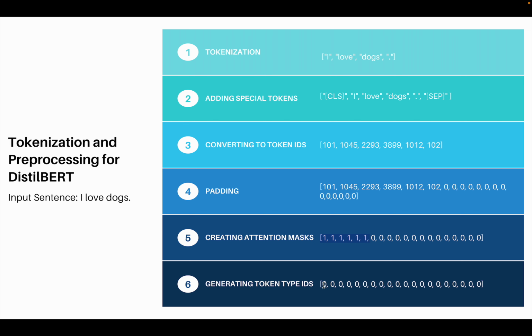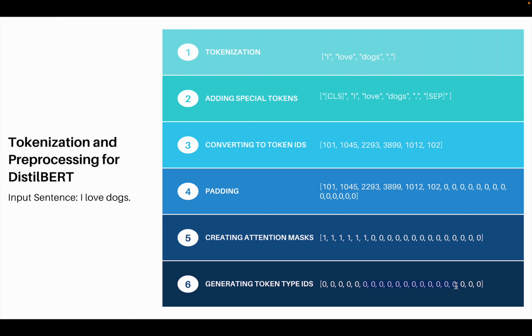Over here is 1, 2, 3, 4, 5, 6. It knows that this belongs to the first sentence. And if we had another sentence, then these would be part of that other sentence, for example, and they would be 1, 1, 1, 1, 1, 1.